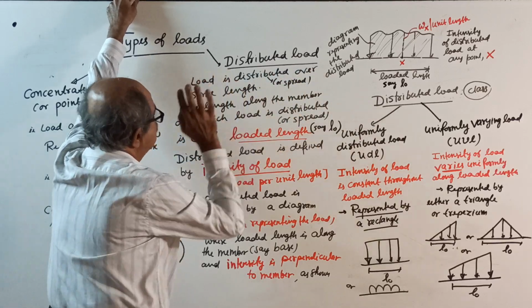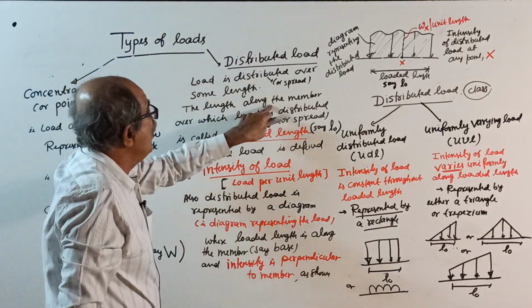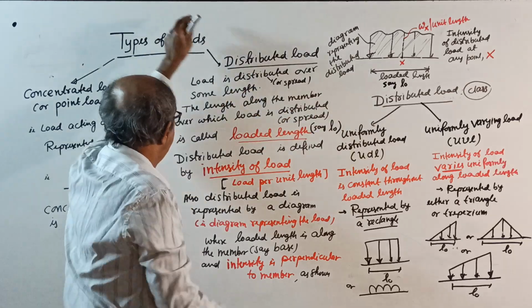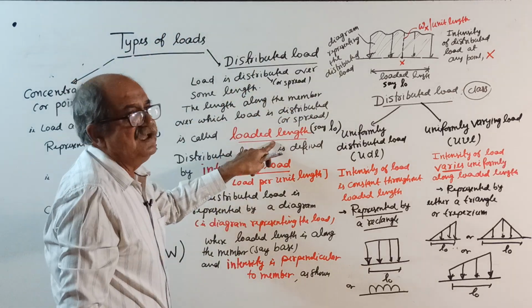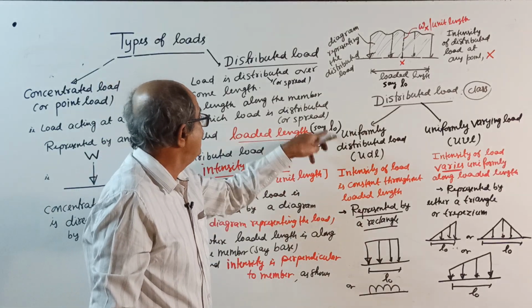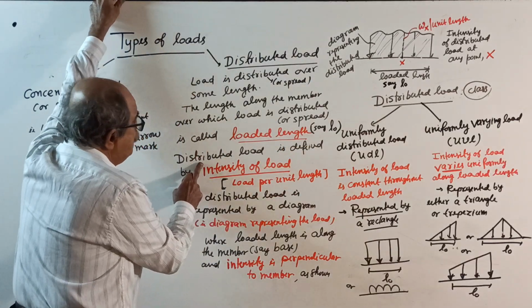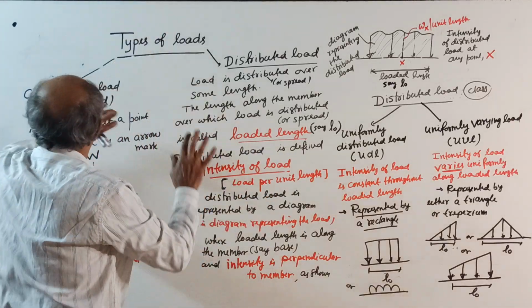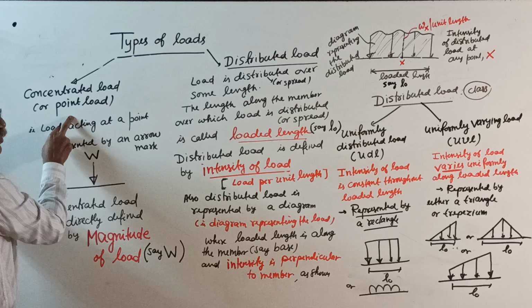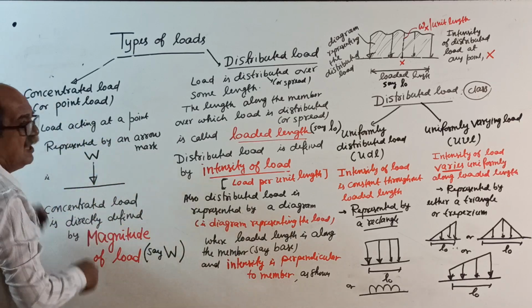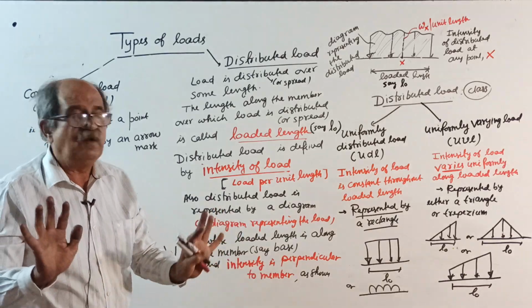Load is distributed or spread over some length. The length along the member over which load is distributed or spread is called loaded length. I used red color for important terms. Loaded length, say L naught. Distributed load is defined by intensity of load. See, point load or concentrated load is defined directly by magnitude. I will give example a little later.